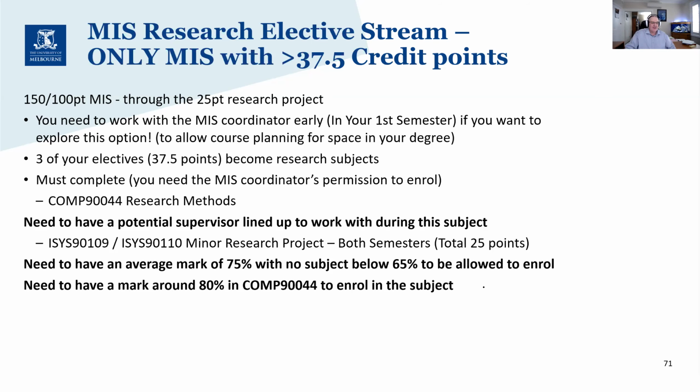Okay. To get into the elective research stream, you need to have an average mark of 75, and you need to have no subjects with a mark less than 65, and you need to get a very good mark in the research method subject. Now, they're all rules of thumb. So if you got a 78 in the research methods and a 78 average, we'd say, yes, go ahead. If you got a 70 in research methods and a 71 average, we'd say, well, no, it's not good enough.